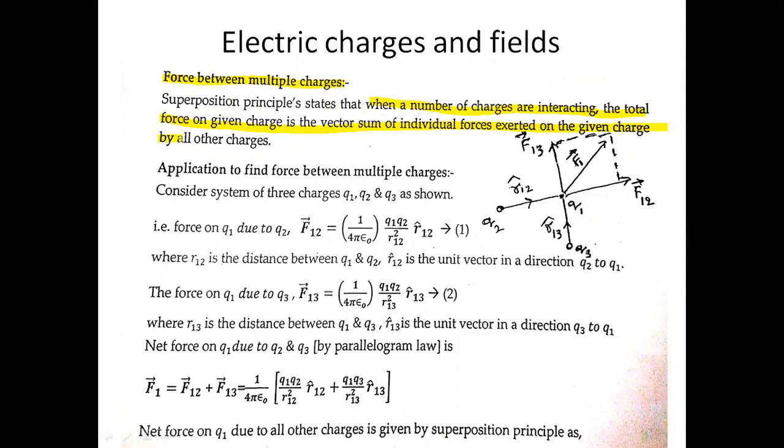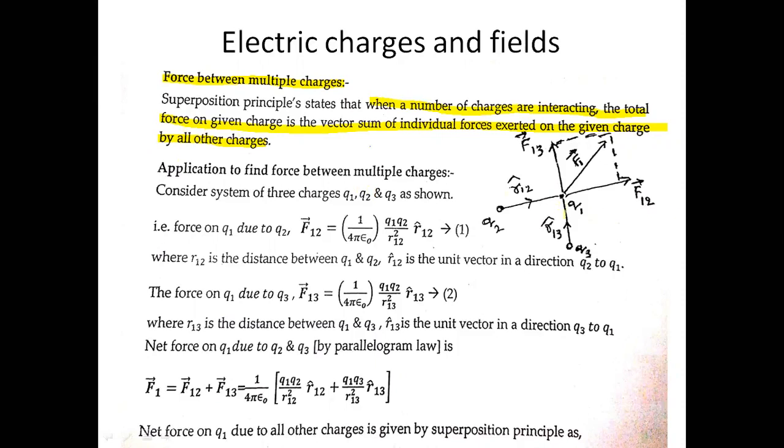Here you may find it difficult while reading the sentences, but the thing is that the resultant force will be equal to the sum of the forces acting because of the other charges. The resultant force whatever we are getting will be equal to the vector sum of the forces we are getting through the other point charges. That is all the point. Since I have told you in the last class, I'm not going to repeat the definition once again. So we are going to apply it to find the force between multiple charges.